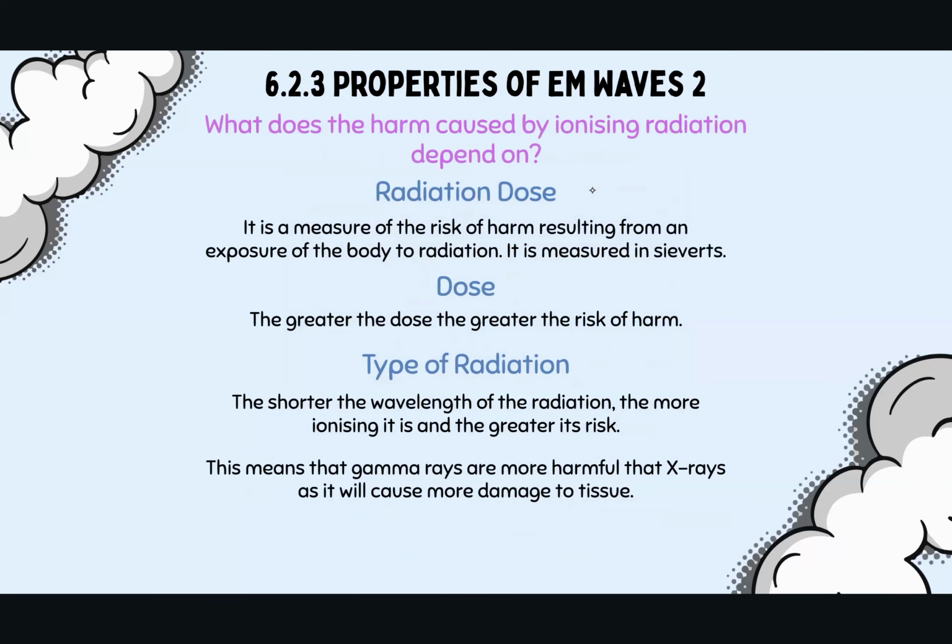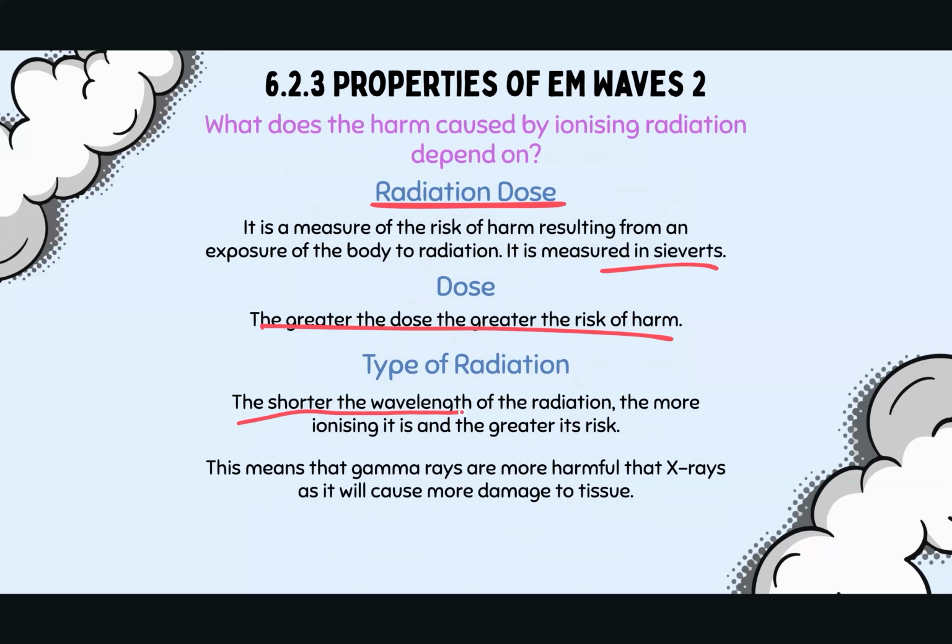So what does the harm caused by ionizing radiation depend on? It could depend on the radiation dose, which is a measure of the risk of harm resulting from an exposure of the body to radiation. It's measured in sieverts. So the lower the dose, the lower the risk. The greater the dose, the greater the risk.